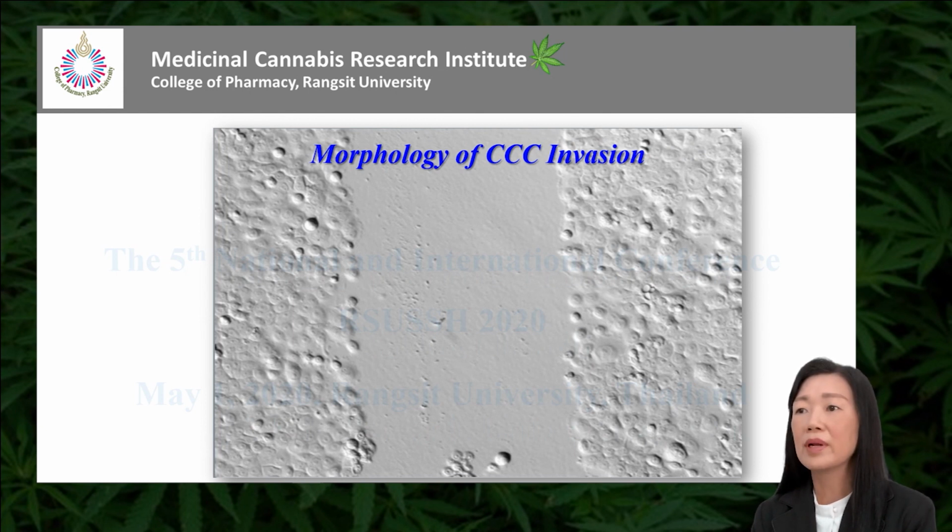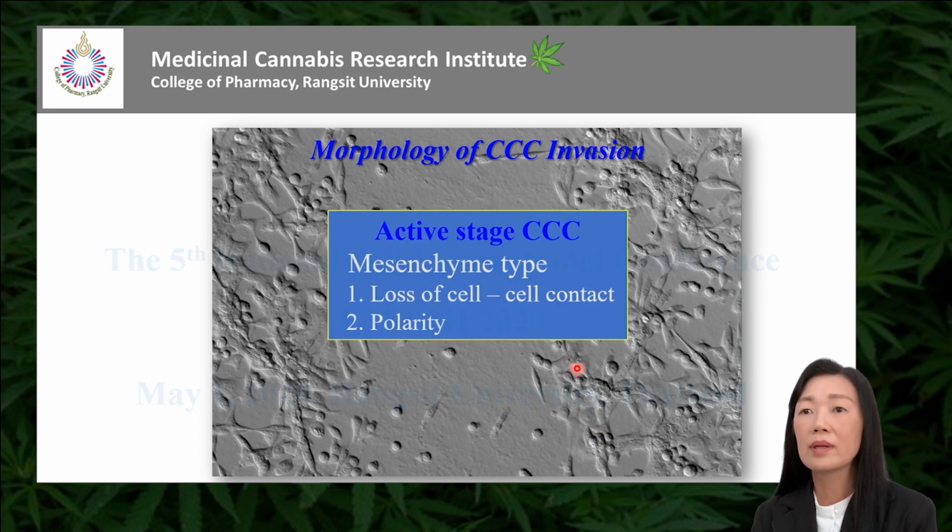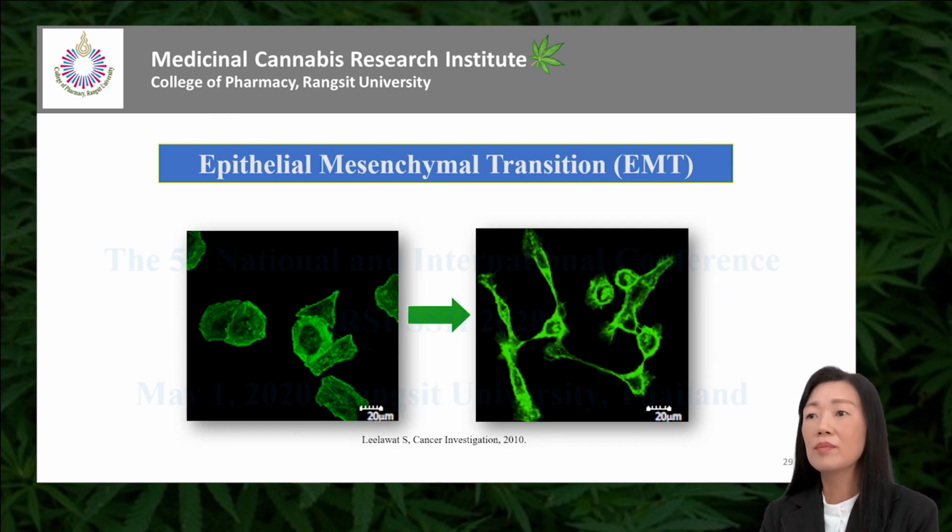The morphology of cholangiocarcinoma invasion. In the inactive state, cholangiocarcinoma cells show epithelium-like cells characterized by cell-to-cell contact and no polarity. However, in the active state, cholangiocarcinoma cells show a mesenchymal type with loss of cell-to-cell contact and with polarity. The change of morphology of cholangiocarcinoma from epithelium-like cell to mesenchymal cell is called epithelial-mesenchymal transition, or EMT.